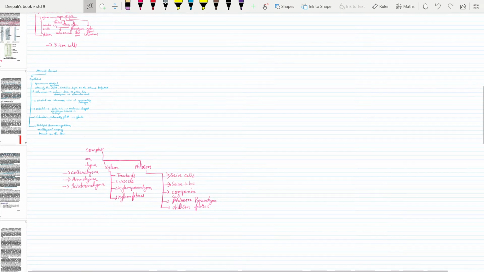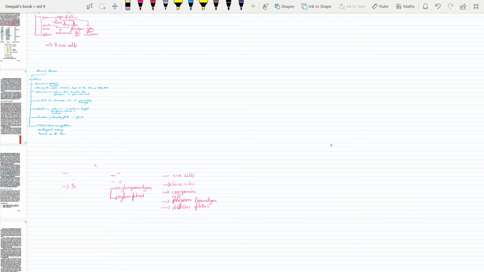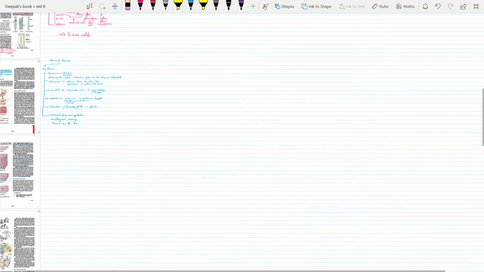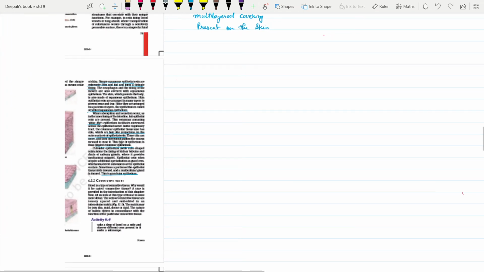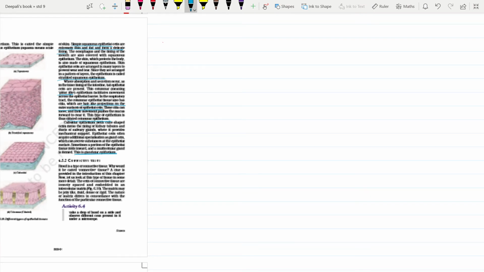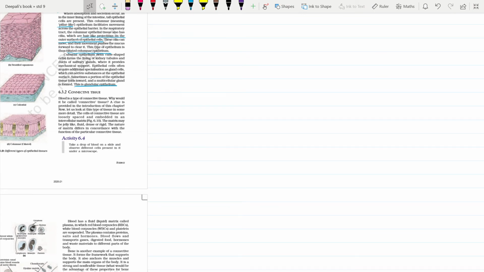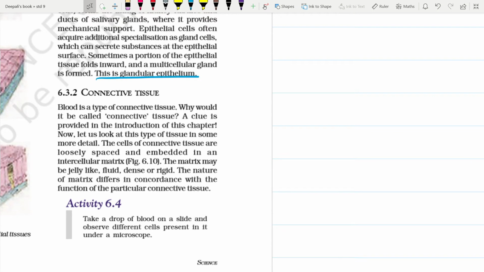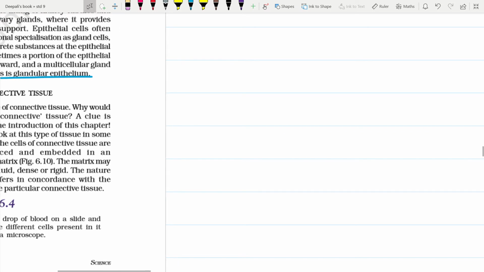Now, let us study the connective tissue, that is the second type of animal tissue. Now, the connective tissues are of two types. They are fluid connective tissue and skeletal tissue. Now, what is this fluid connective tissue? They are the blood and the lymph.